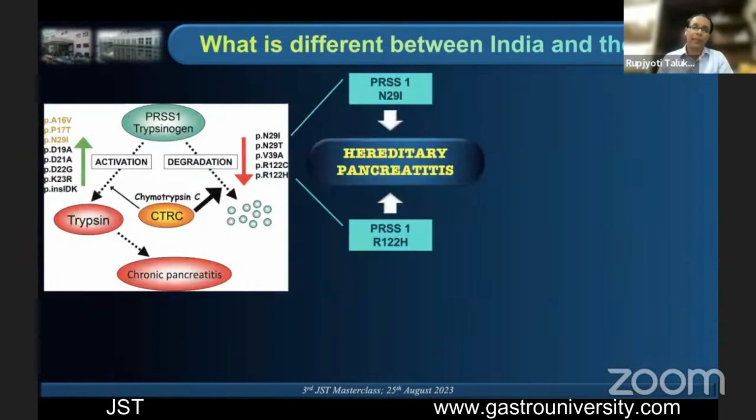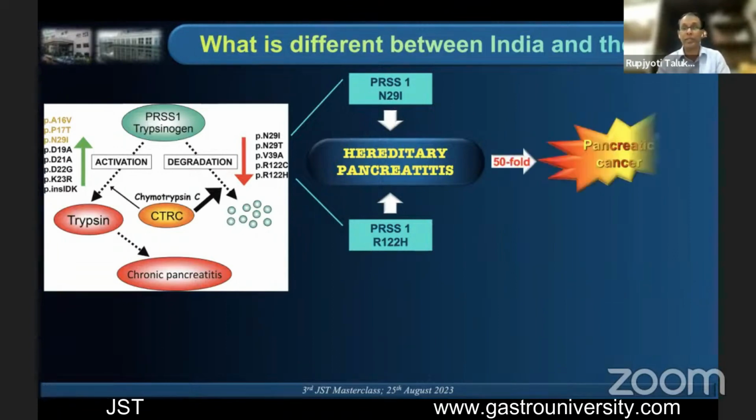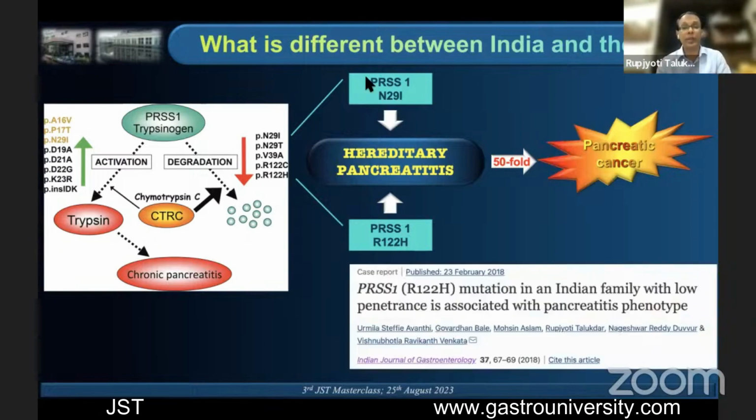And if we see here, the PRSS1 gene, especially the N29I and PRSS1 R122H, these are the two most important genes that are associated with hereditary pancreatitis, which is a 50-fold increased risk of pancreatic cancer. This is common in the West, but fortunately, we do not find these two particular genes in India. We have done several thousands of genetic testing, AIIMS had done and CCMB had done, but this is the first case report that we could publish which showed a heterozygous phenotype of this. So it's good that we do not have the genetic risk factor for pancreatic cancer on the background of chronic pancreatitis. So that is one factor.